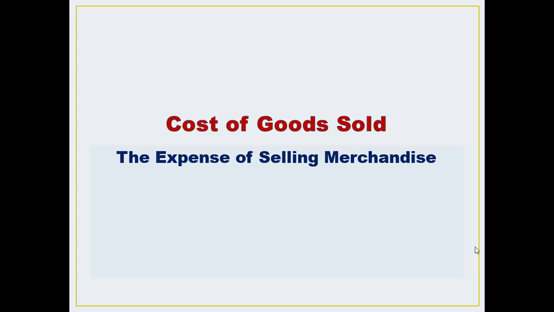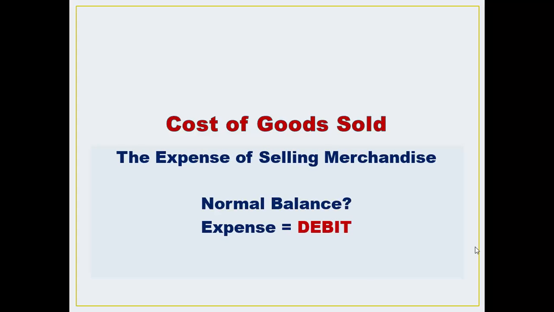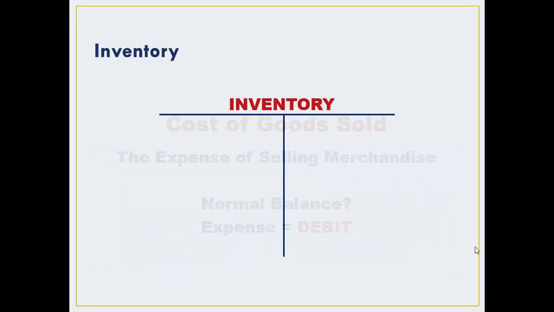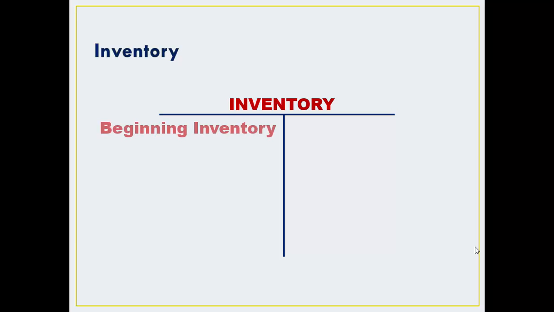We'll start by looking at the cost of goods sold formula. And to remember it, it is the expense of selling merchandise. So, of course, the normal balance would be the same as with any expense, a debit. Now let's look at inventory and how we're going to use this T account to get a good visual to solve for cost of goods sold.